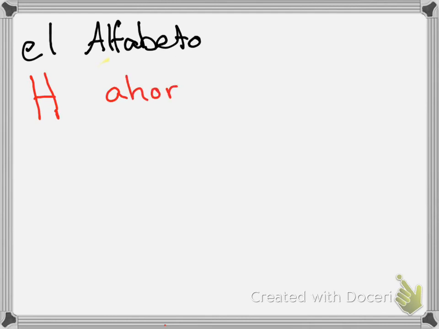So this word, for example, which means now, is ahora. We kind of ignore that H in the middle. Ahora. It does not make a sound. Or in hombre. Once again, that H is silent. We go right to the O. Hombre, which means man.